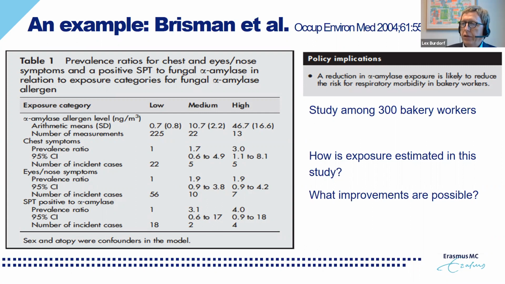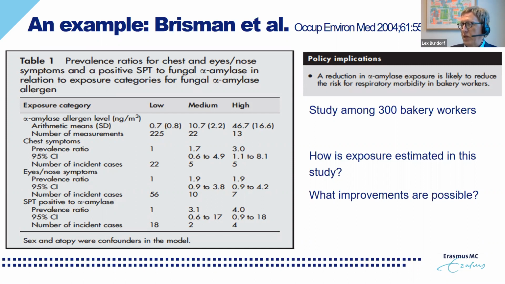And on the first line, you see the arithmetic means, the low category 0.7, the medium 10.7, and the high 46.7. Clearly completely different means for these three exposure categories. And then if you look at the symptoms in this study, you indeed see that the prevalence ratio, the ratio of the prevalence in the low exposed group and the high exposed group, you see a clear trend. Higher exposure, higher prevalence of these symptoms.